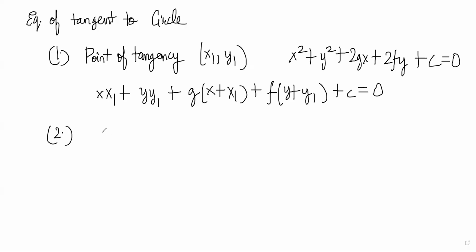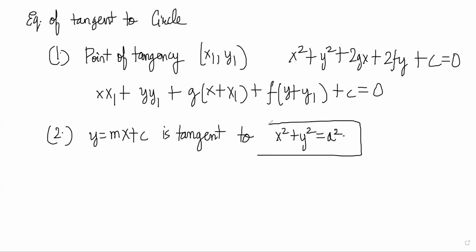The second method is if you want to find the equation of tangent using the slope form. So if y is equal to mx plus c is tangent to, let's say, the circle x square plus y square is equal to a square, right? So what is the condition on c here? So we'll solve the line equation with the circle equation. We'll get x square plus (mx plus c) whole square is equal to a square. And since it is tangent, the discriminant here must be equal to 0.